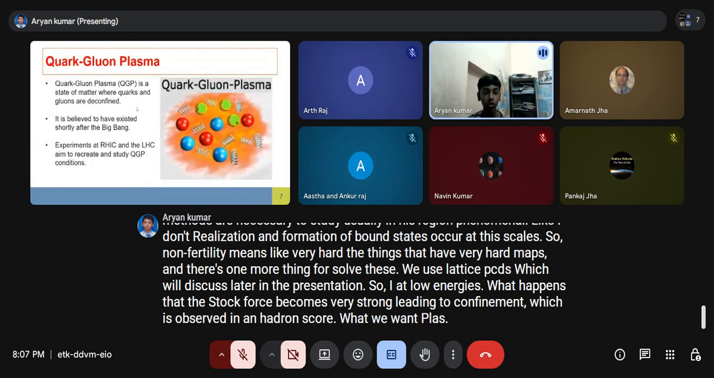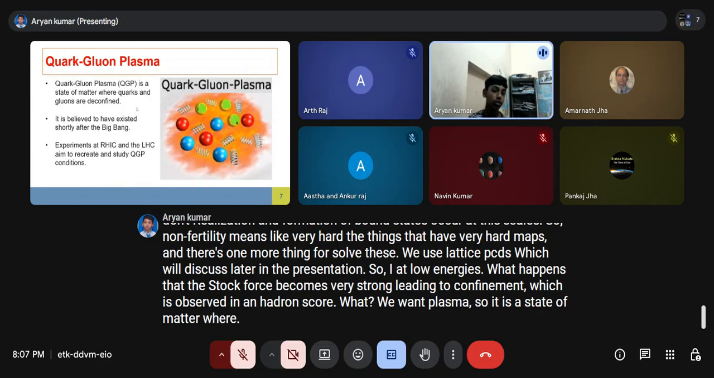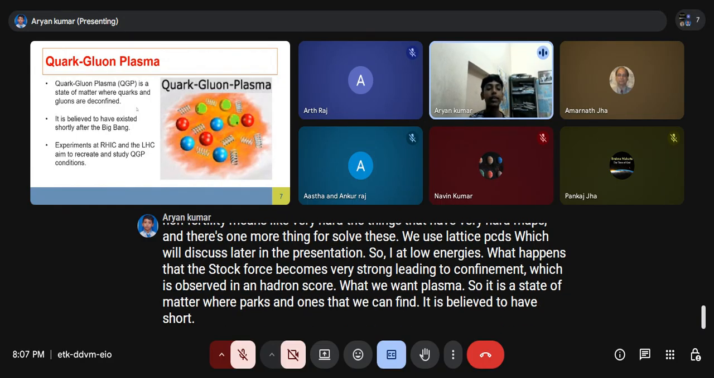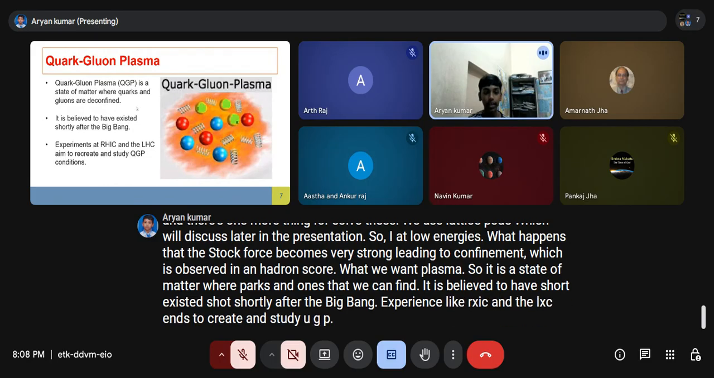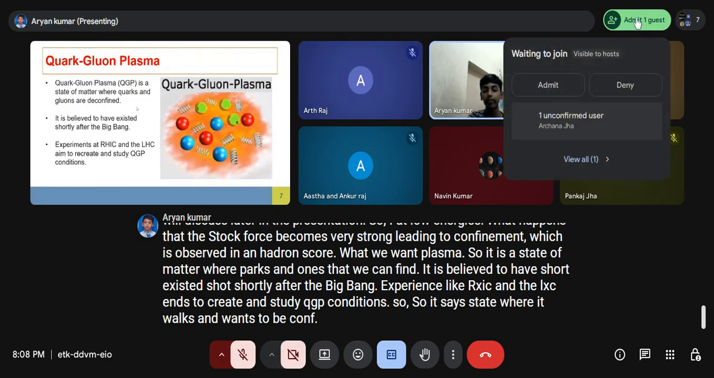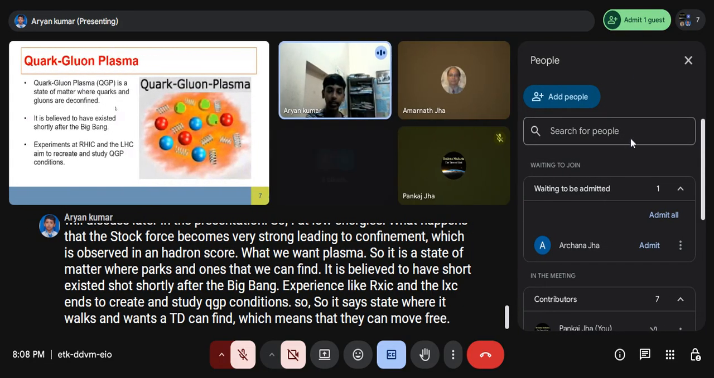Quark gluon plasma. So it is a state of matter where quarks and gluons are deconfined. It is believed to have existed shortly after the Big Bang. Experiments like RHIC and the LHC aim to investigate and study QGP conditions. So it's a state where quarks and gluons are deconfined, which means that they can move freely.